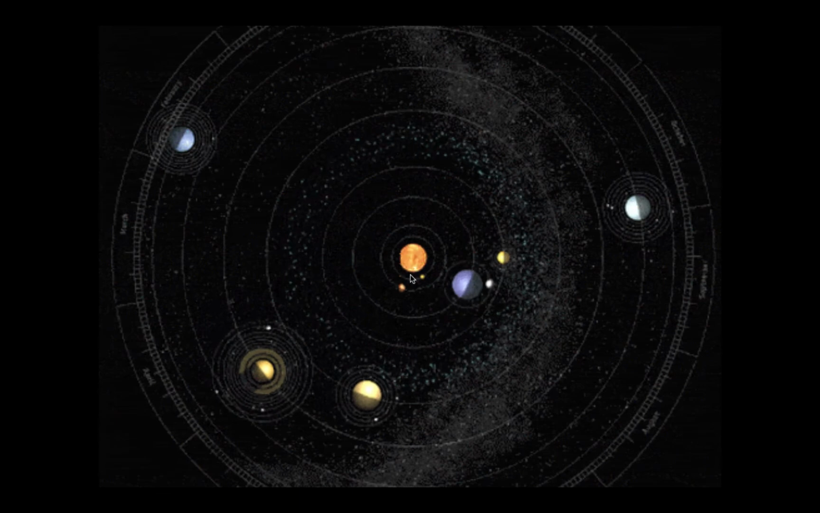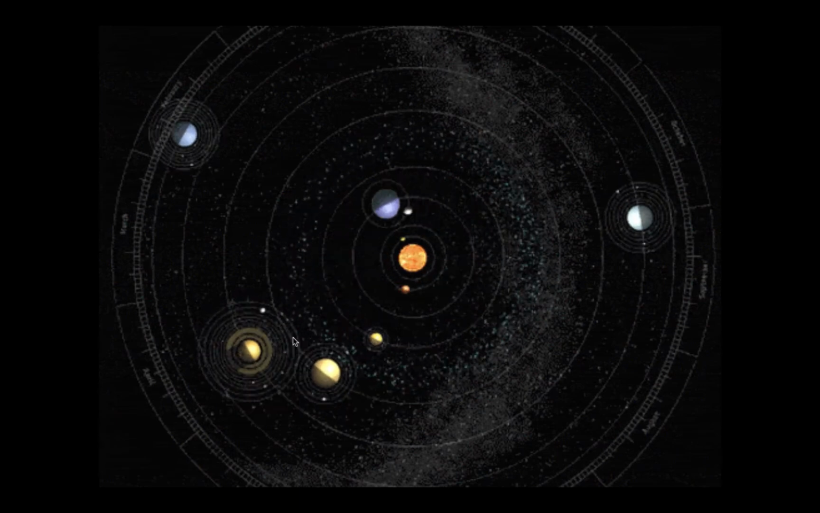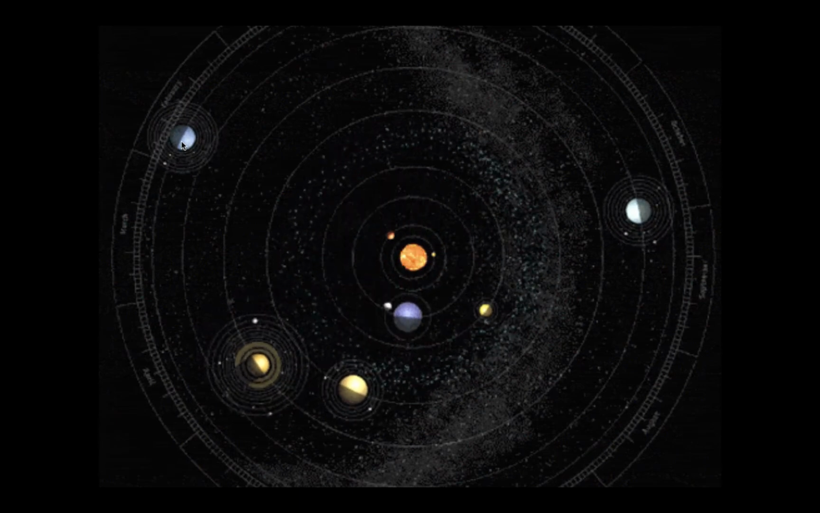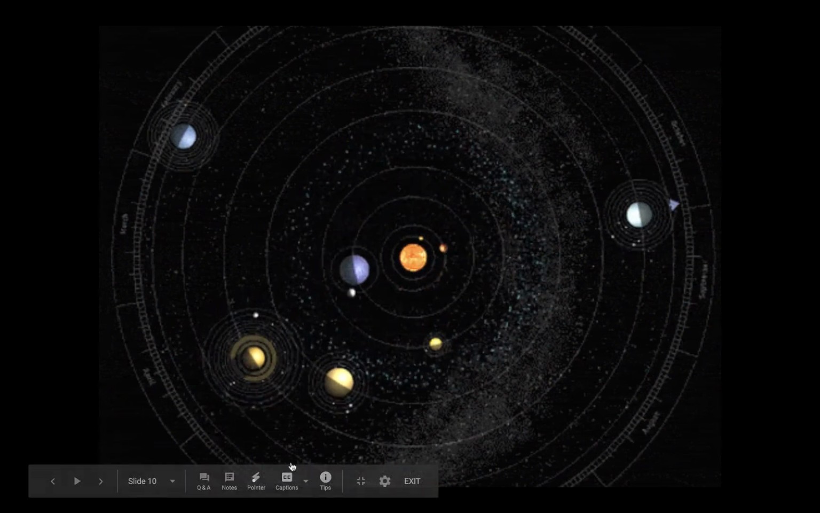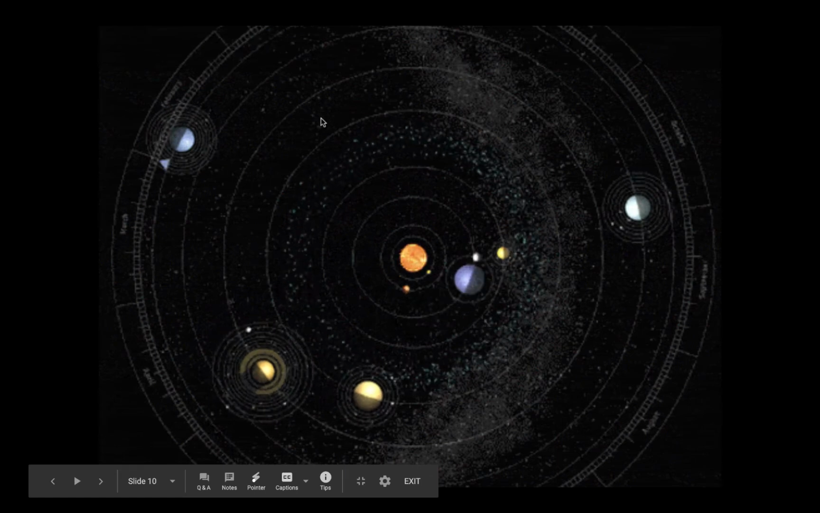Mercury is the first planet. It has the quickest year, right? And then planets further out from the sun, like Neptune, have a very slow revolution. They take a long time to go all the way around the sun.